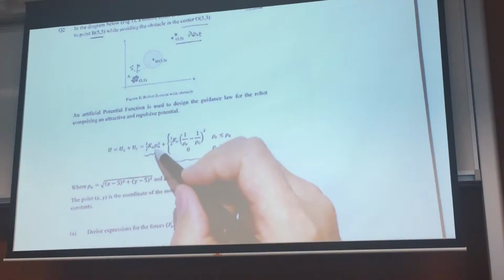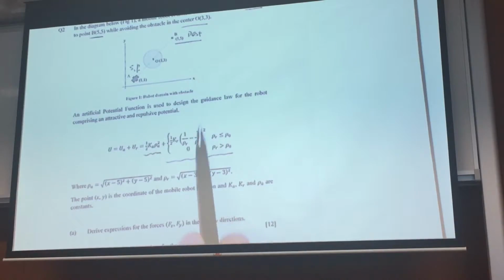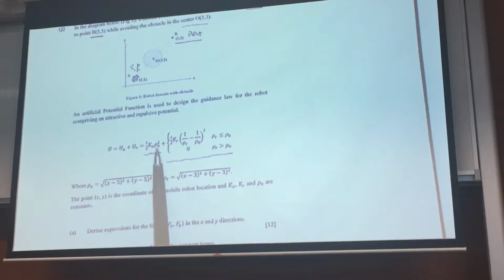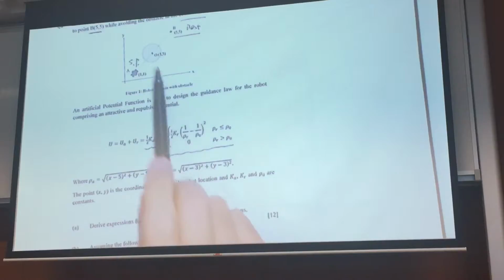So in this equation, the Ka is just a constant, the Kr is a constant, the rho zero is also a constant, the radius of the obstacle. So the rho A is defined by the distance between your vehicle and the destination. And this rho R is defined by the distance between your vehicle and the center of the obstacle.